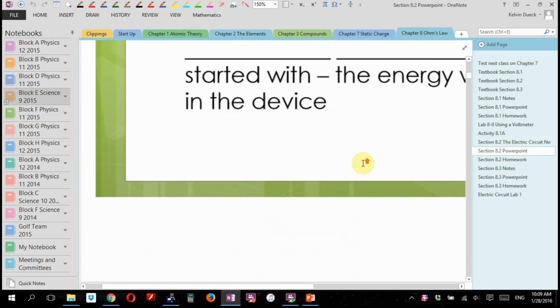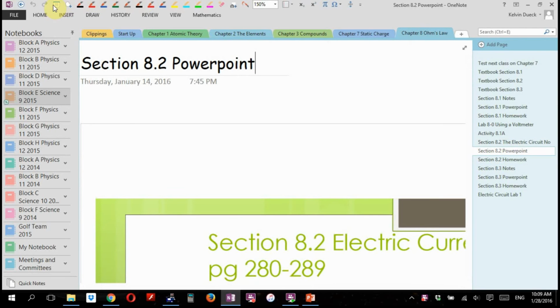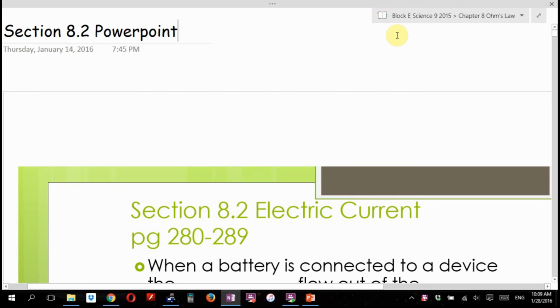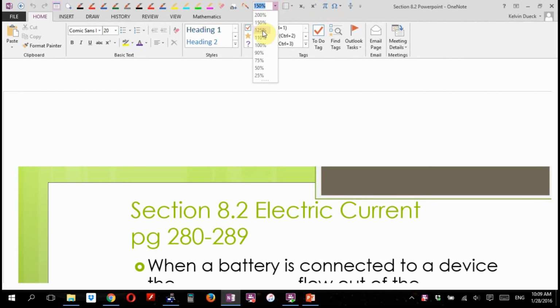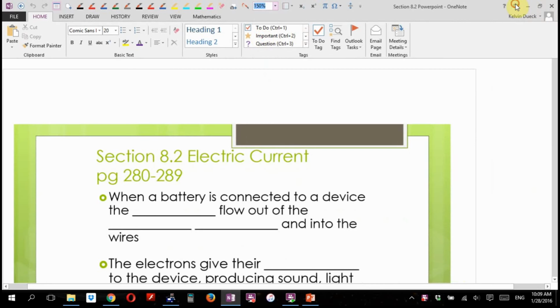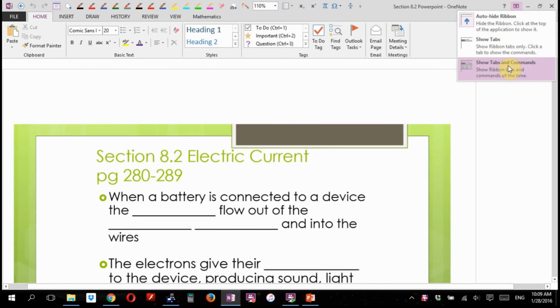So, electric current. Next time, Cole, please have sharpened your pencil long before this. Okay? Here we go. Come on.